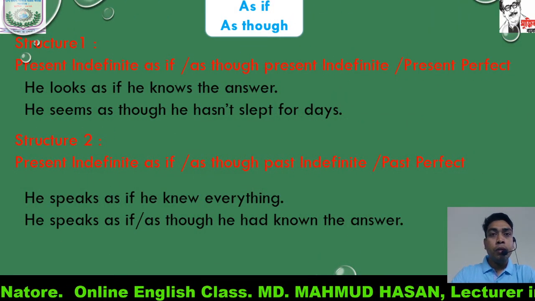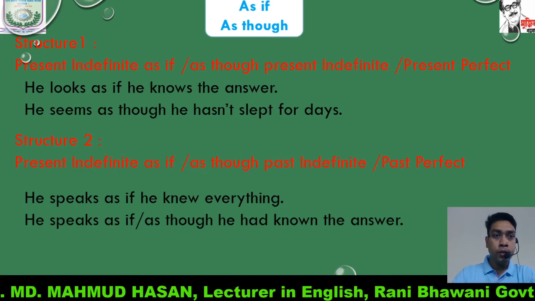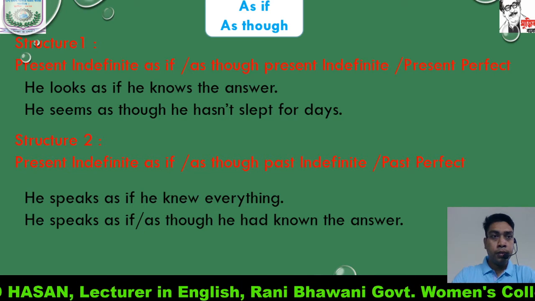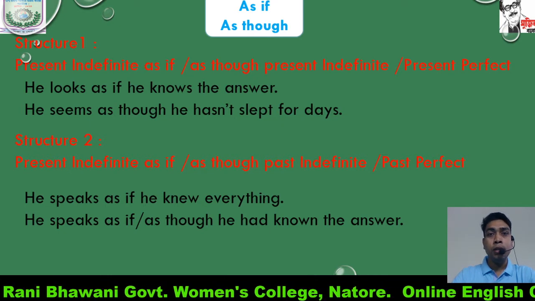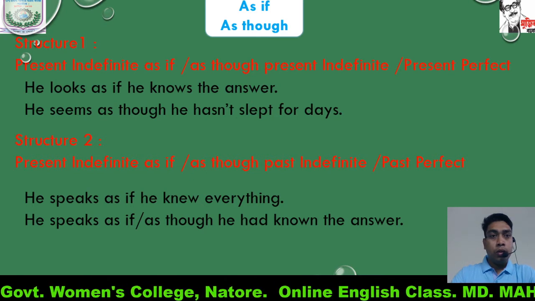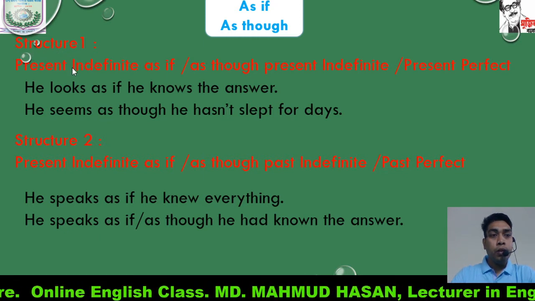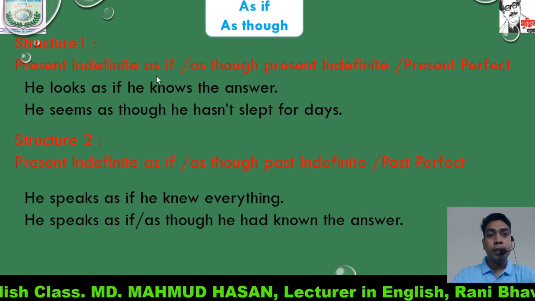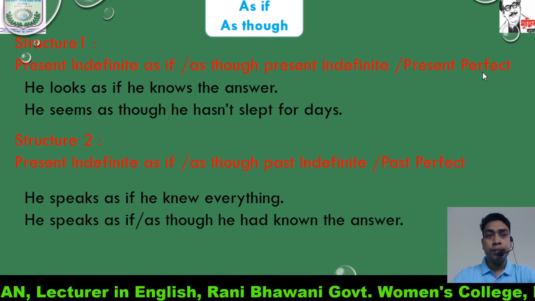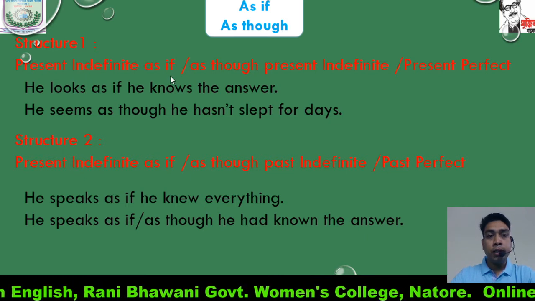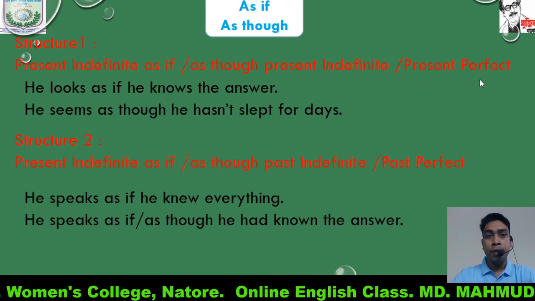Here we are discussing as if or as though from a structural point of view. If we know the structures of as if or as though, it will be easier for us to write correct sentences. First, structure number 1: present indefinite plus as if or as though plus present indefinite or present perfect.